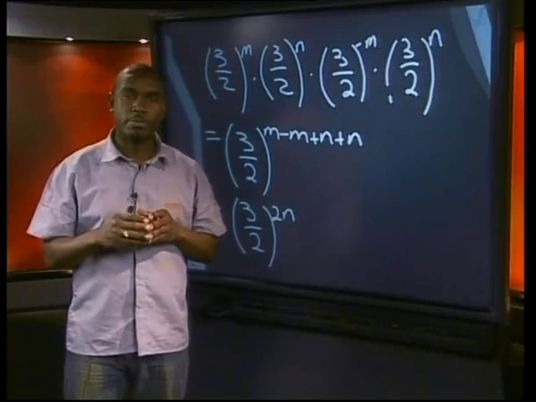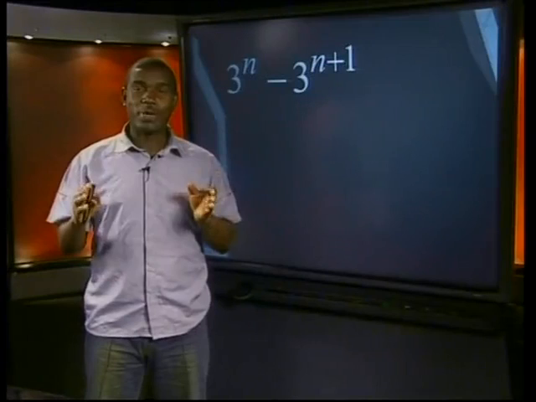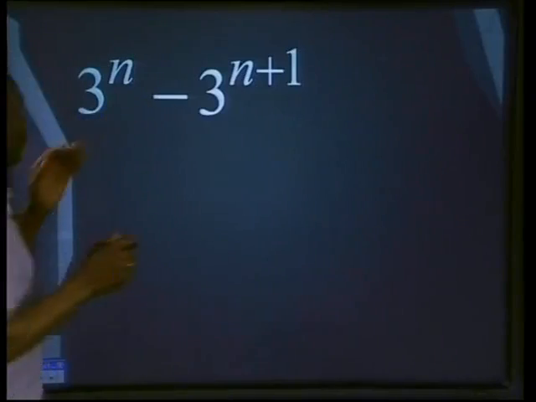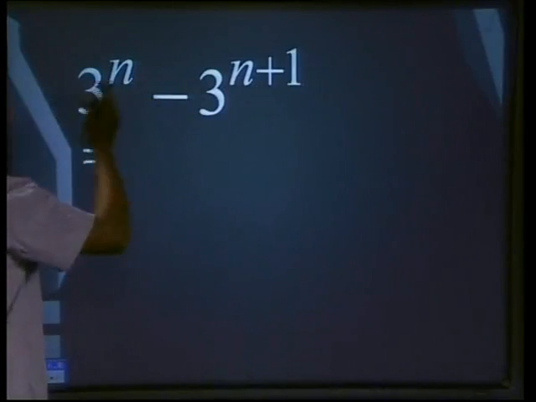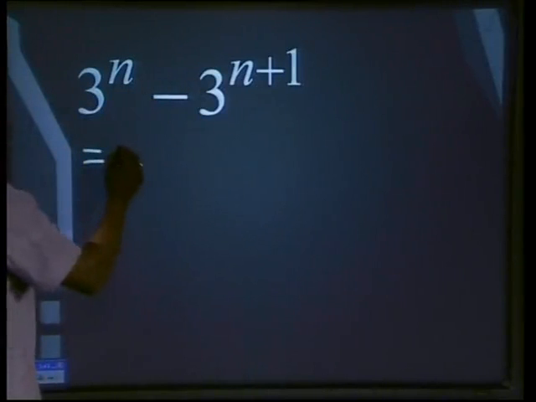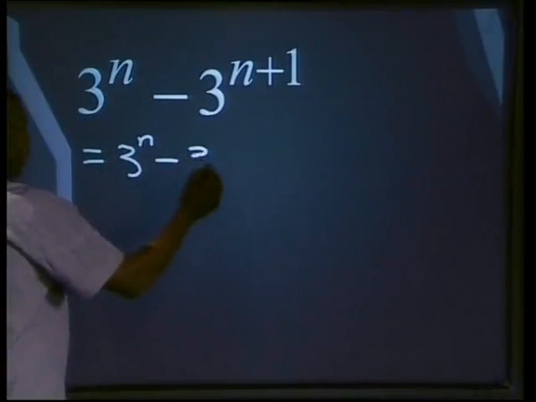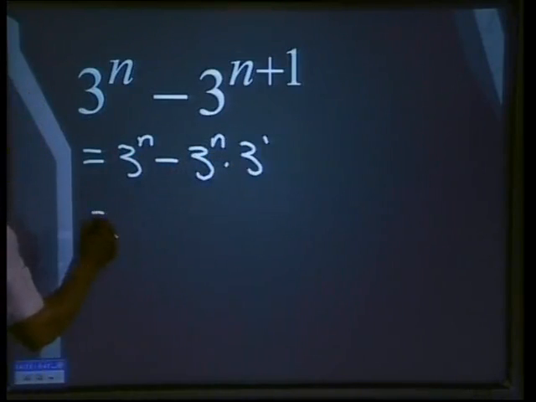Simplify this one. 3 to the power n minus 3 to the power of n plus 1. What we've used so far doesn't help us too much, does it? But look, we have two terms here. We could try and find a common factor between the two of them. We'll have 3 to the power of n, and this one can be written as 3 to the power of n times 3 to the power of 1. We have a common factor of 3 to the power of n.